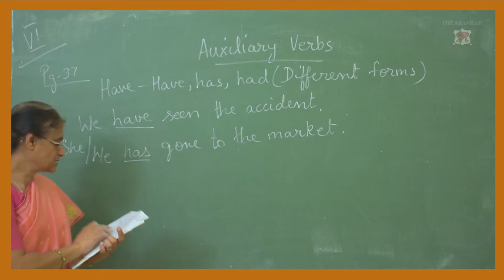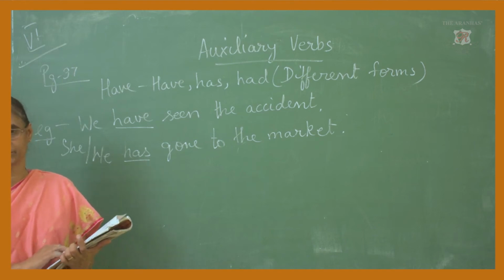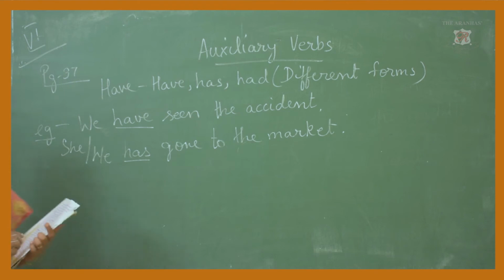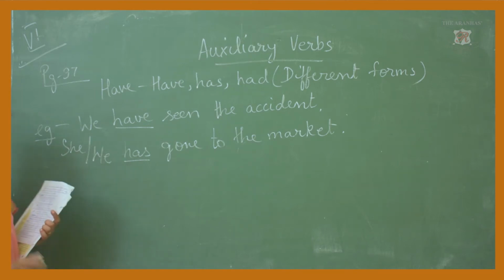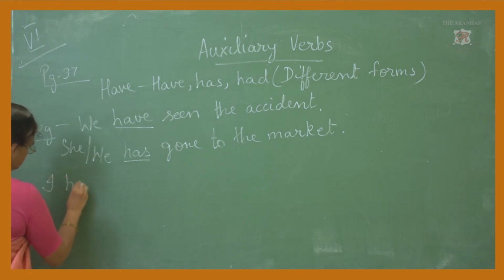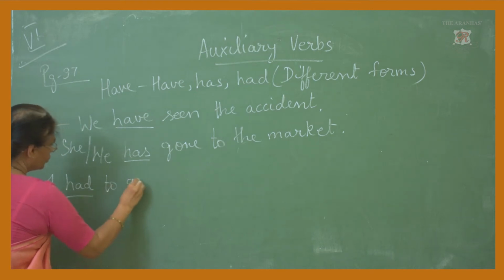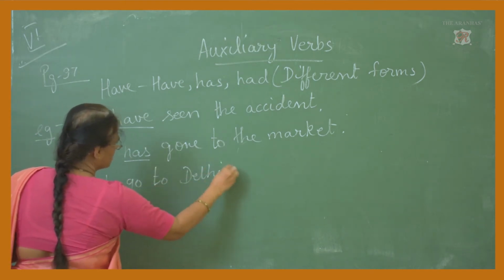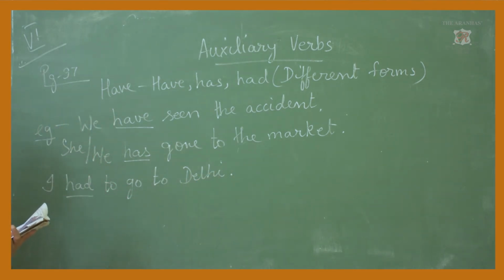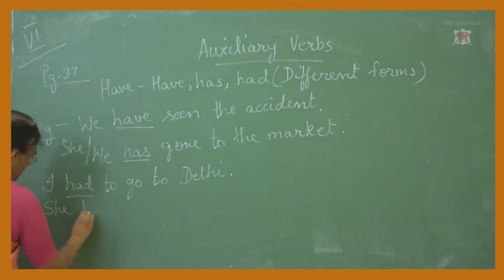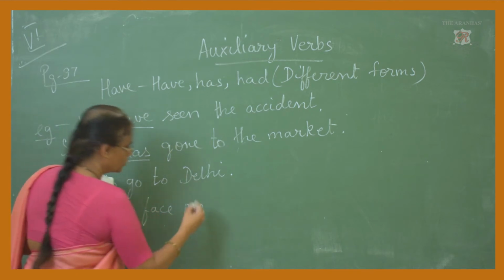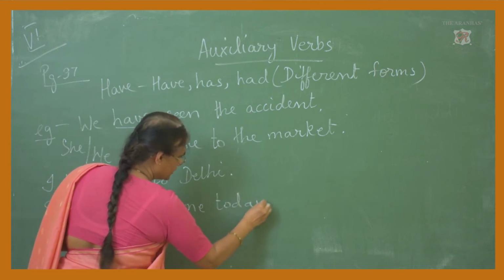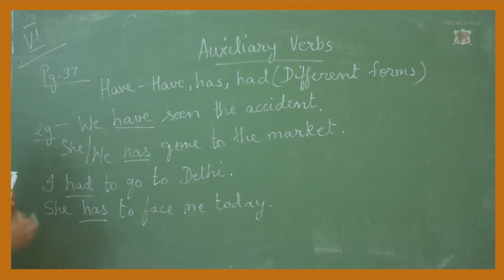Okay? Now, next, to show compulsion or obligation, how it is used. To express compulsion or obligation, one sentence I will give you. That is, I had to go to Delhi. I had to go to Delhi. Compulsion. Okay? Or otherwise, she has to face me today. She has to face me today. See the different situations, how it is used. Here it is either obligation or compulsion.